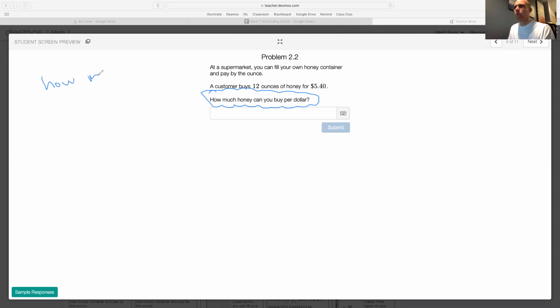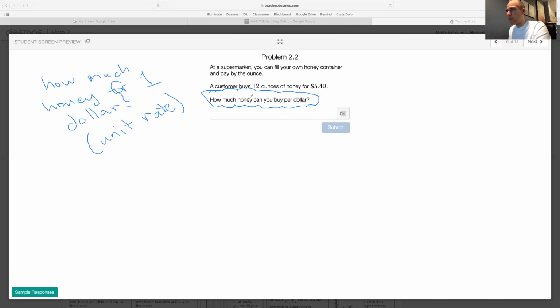How much honey for $1? So this is still a unit rate. It's just the other unit rate, right? In the last question, the unit was ounces of honey. And in this question, the unit is $1. And so we're still going to do a division the same as we did last time, but we're going to divide the other way. Because this time, it says we're looking for honey per dollar.